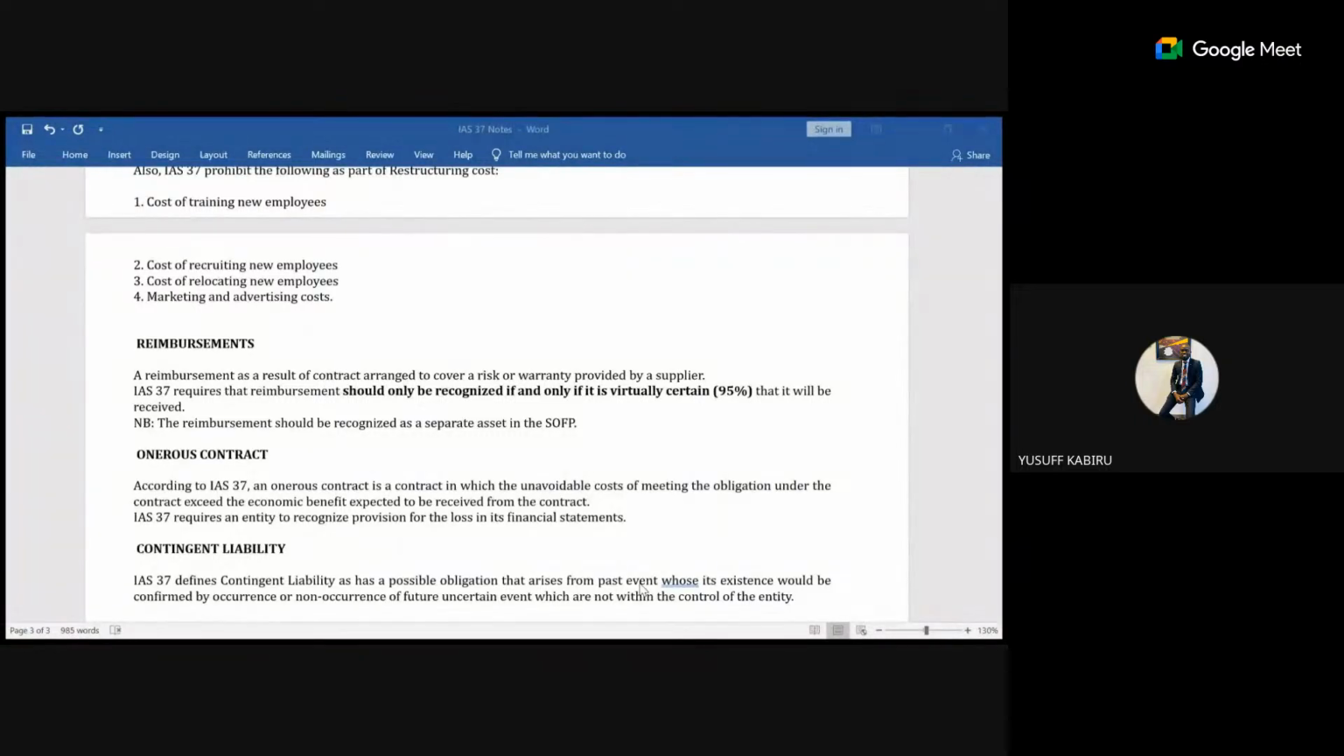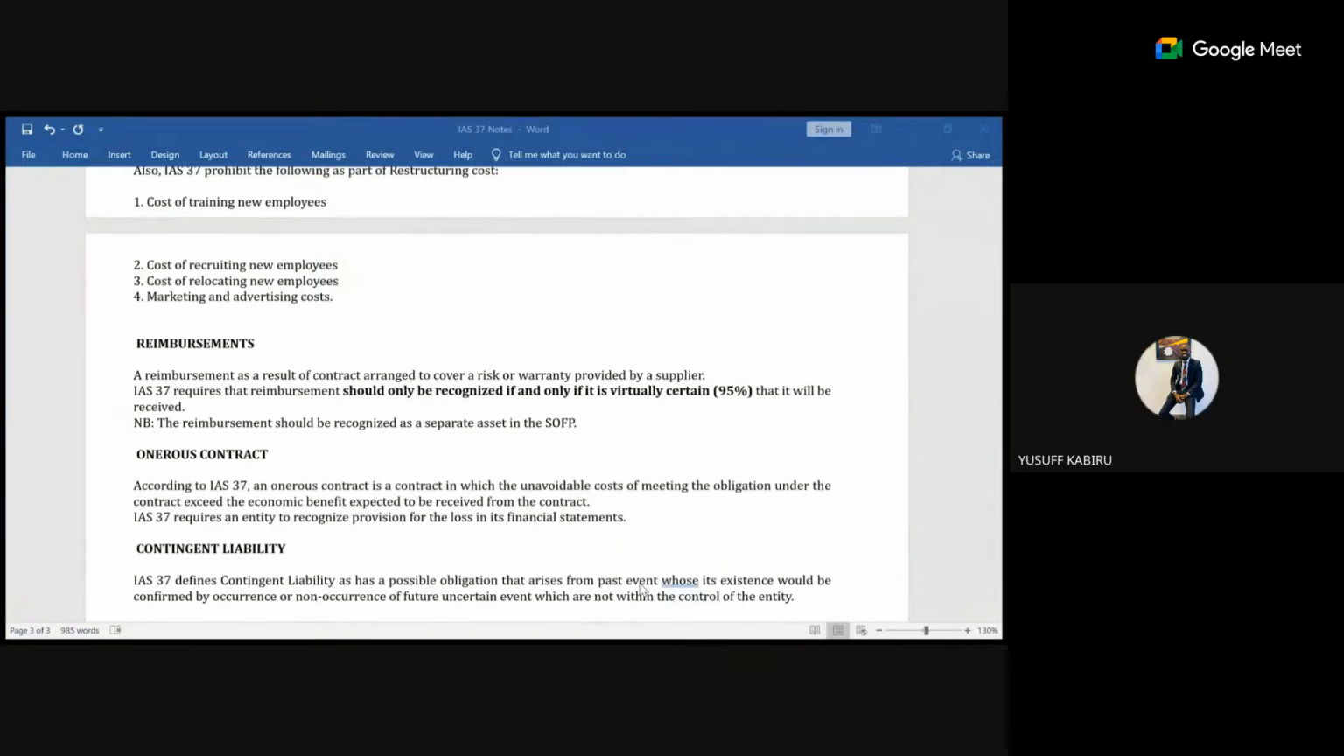So 20 million naira is a lot. There is a clause in IAS 37. I think I'll add it to the note before I send it. That the provision is what? It is the lower of two things: the loss, and the penalty you are going to pay.